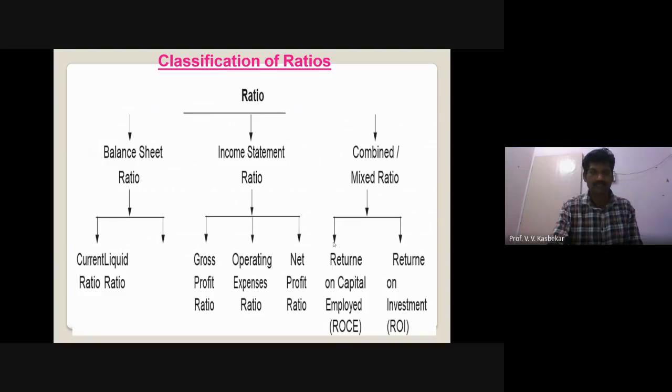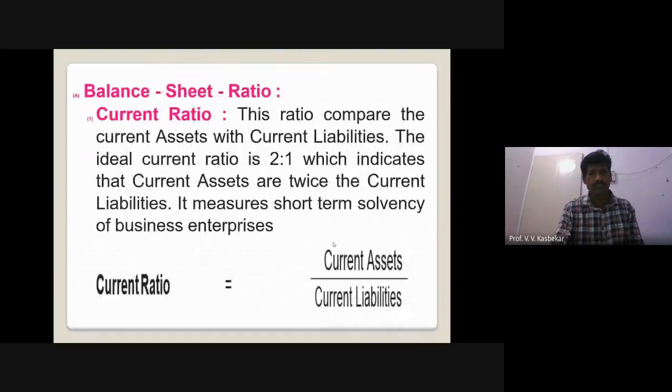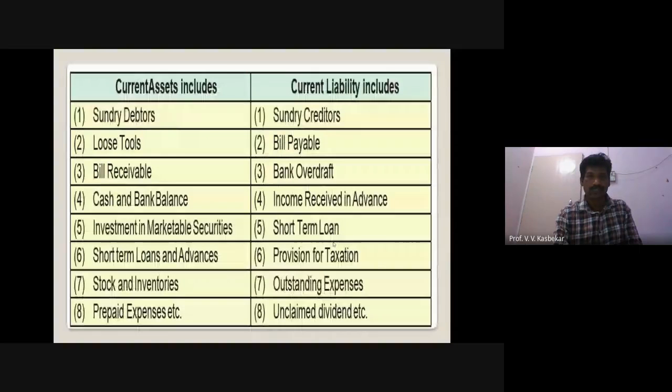Let us start. In the last lecture, we have already studied about balance sheet ratio. In that, current ratio, the formula is current assets divided by current liabilities. For that, we must know about current assets and current liabilities. We all know about those because we have already studied them in 11th standard also.